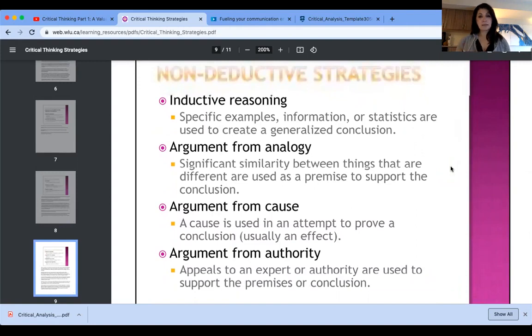In the non-deductive strategies, I can also have an argument from analogy. Significant similarities between things that are different, used in the premises to support the conclusion, are considered a proper analogy. Sometimes I'm arguing my opinion from cause, where a cause is used in an attempt to prove a conclusion.